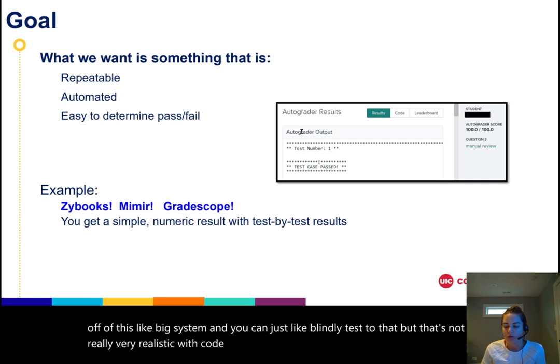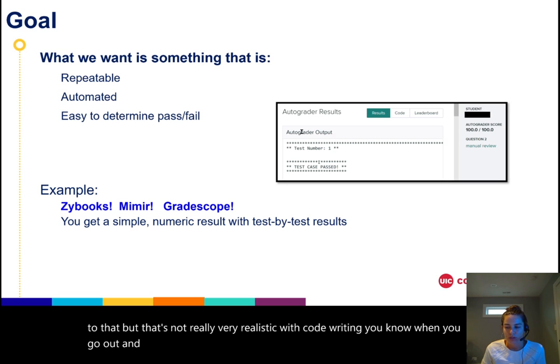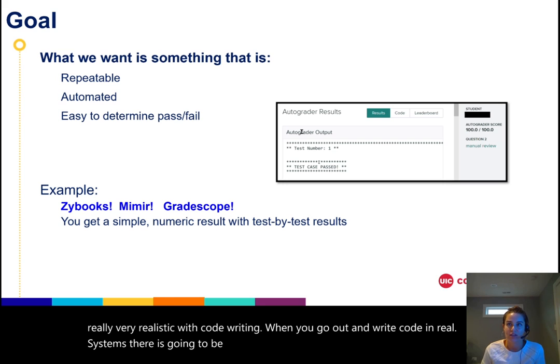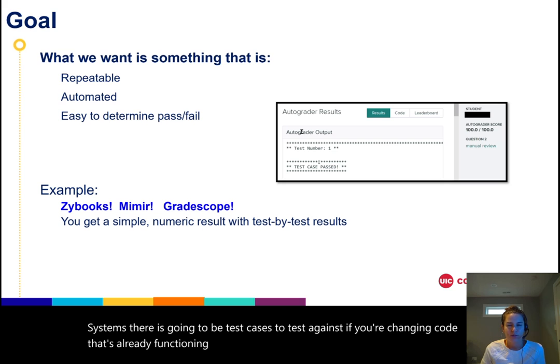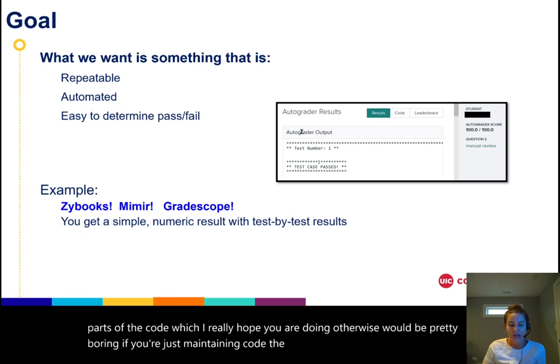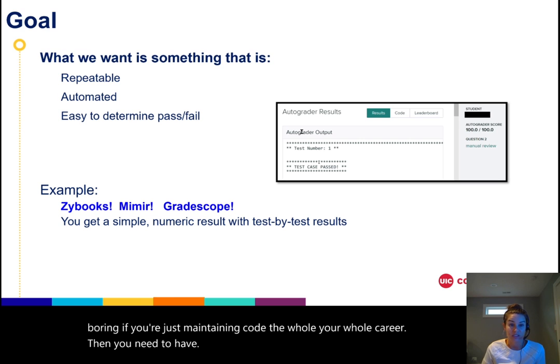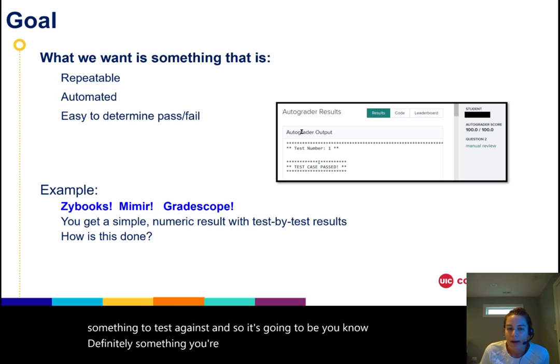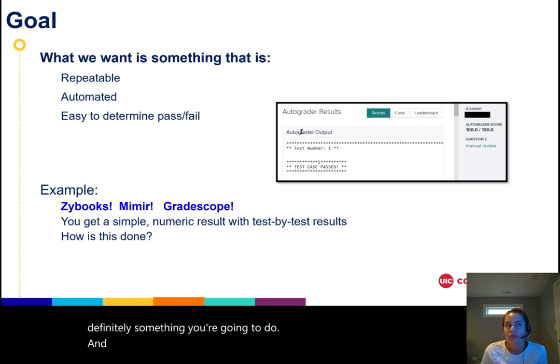When you go out and write code in real systems, there are going to be test cases to test against if you're changing code that's already functioning, and that will be great. But if you're developing new parts of the code, which I really hope you are doing, otherwise it'd be pretty boring if you were just maintaining code your whole career, then you need to have something to test against. So you don't really write code without writing test code, right? They come hand in hand.